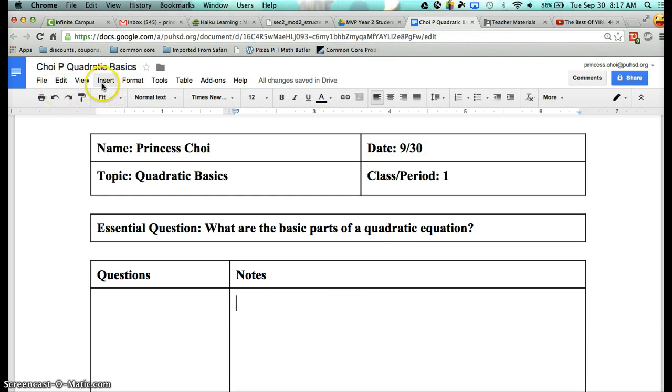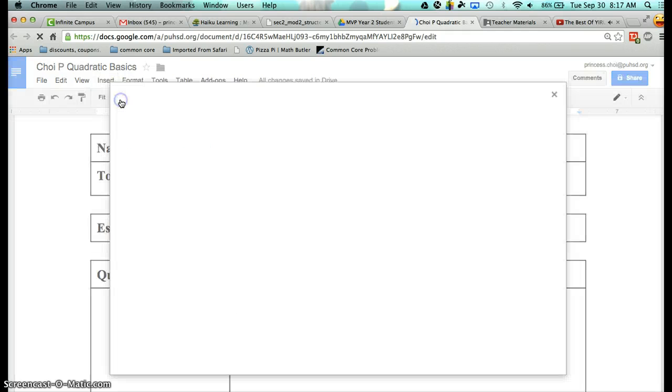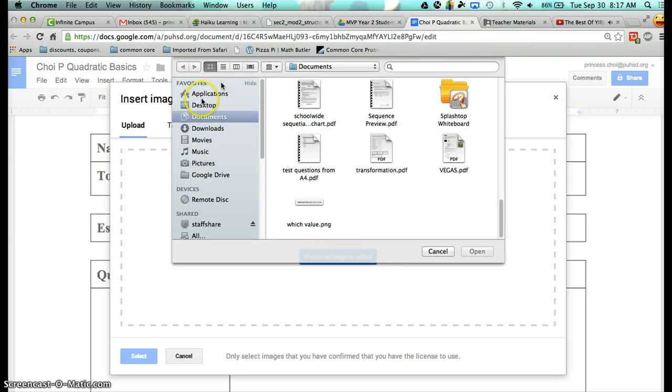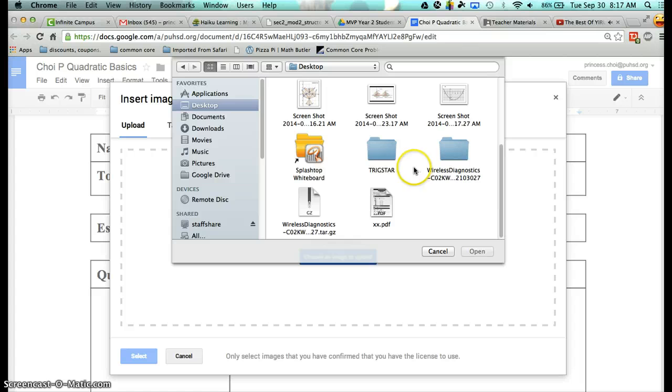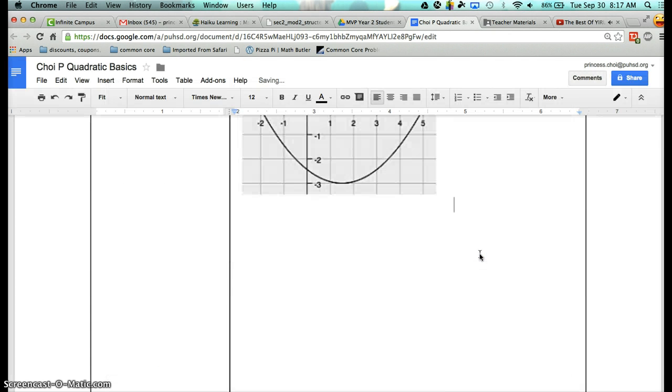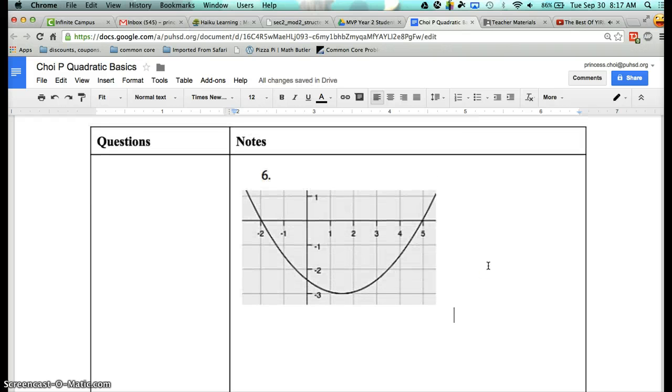Then I'm going to click on Insert, Image, and now I have to choose an image to upload, right? Okay. So for you it's usually the very top one. For me, I have to search for it. So then bam, I got it, right? Okay. So then I'm going to copy the other questions that I want down here.